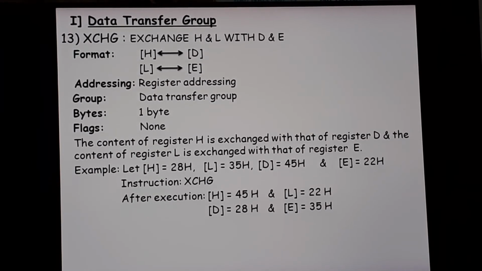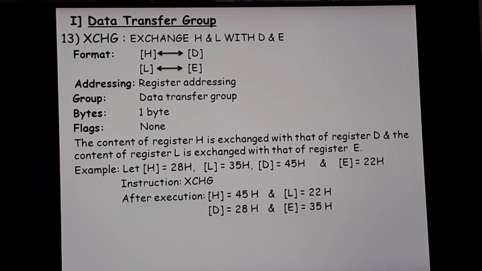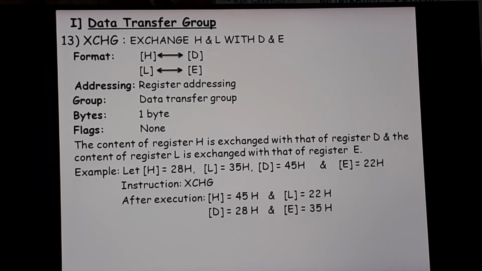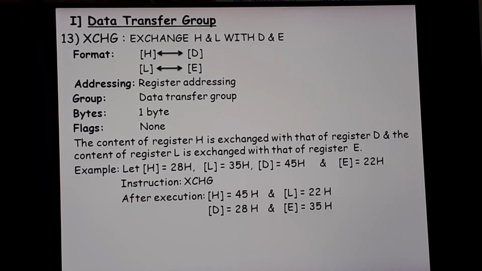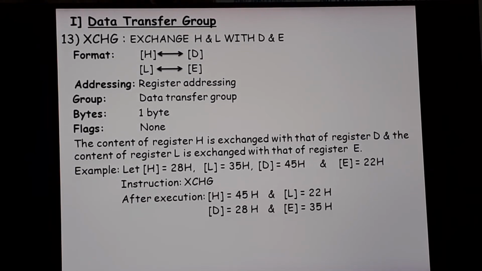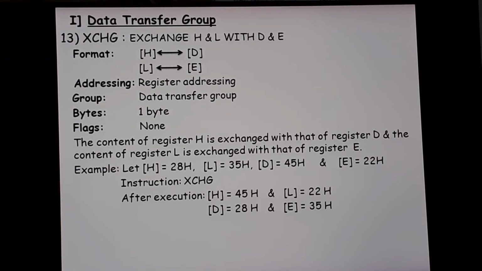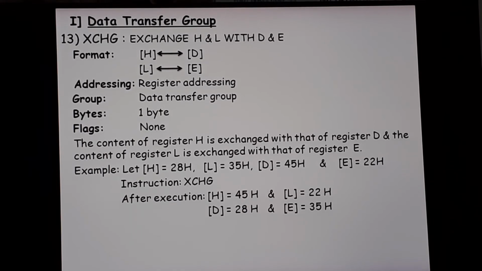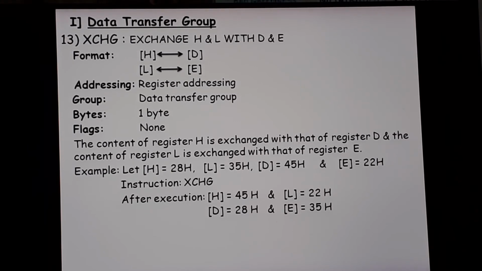The format is written here. H register's data will be exchanged with D register, and L register's data will be exchanged with E register. Okay. The addressing mode is register addressing mode. There is nothing here, only register to register. It is exchanging the data. So hence it is register addressing mode. Group is same, that is data transfer group. And flags that will be affected are none. Byte is 1 byte, since there is no operand, that is there is no data in the instruction. So hence it is a 1 byte instruction.